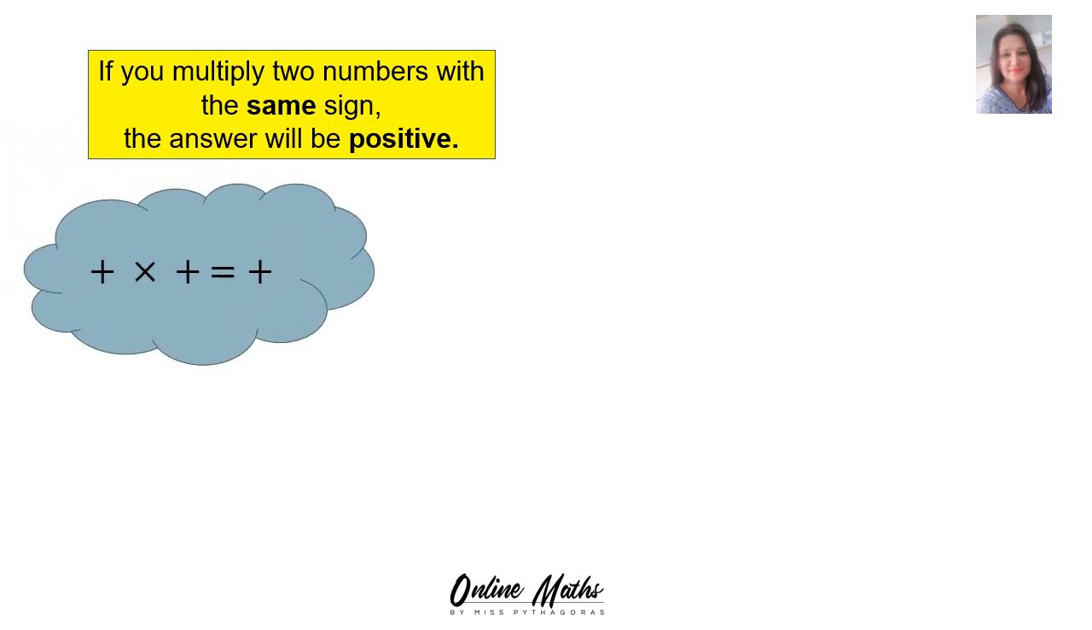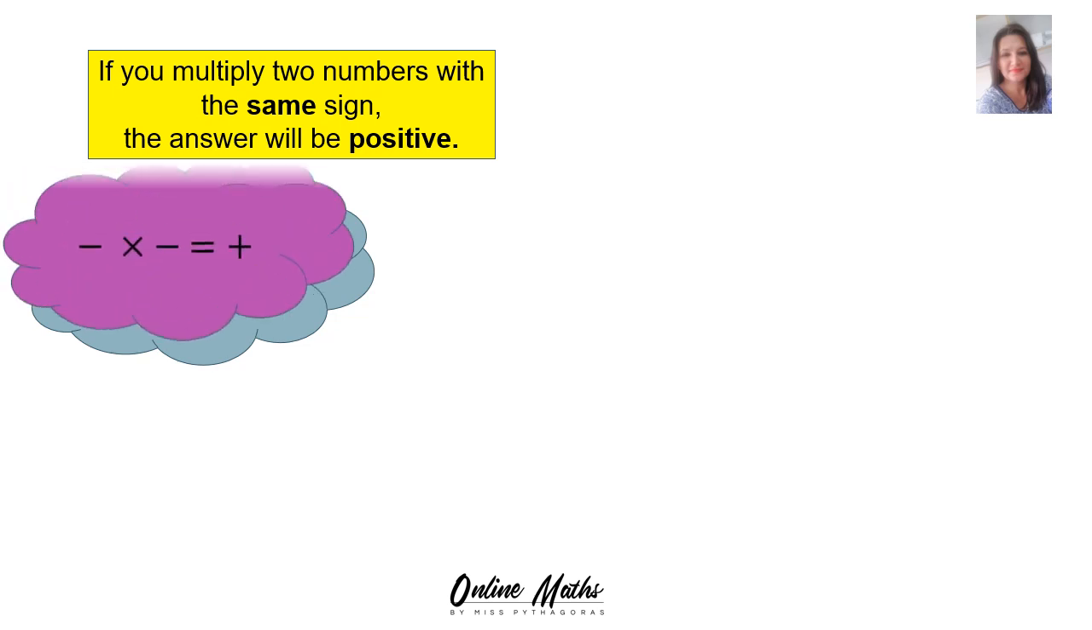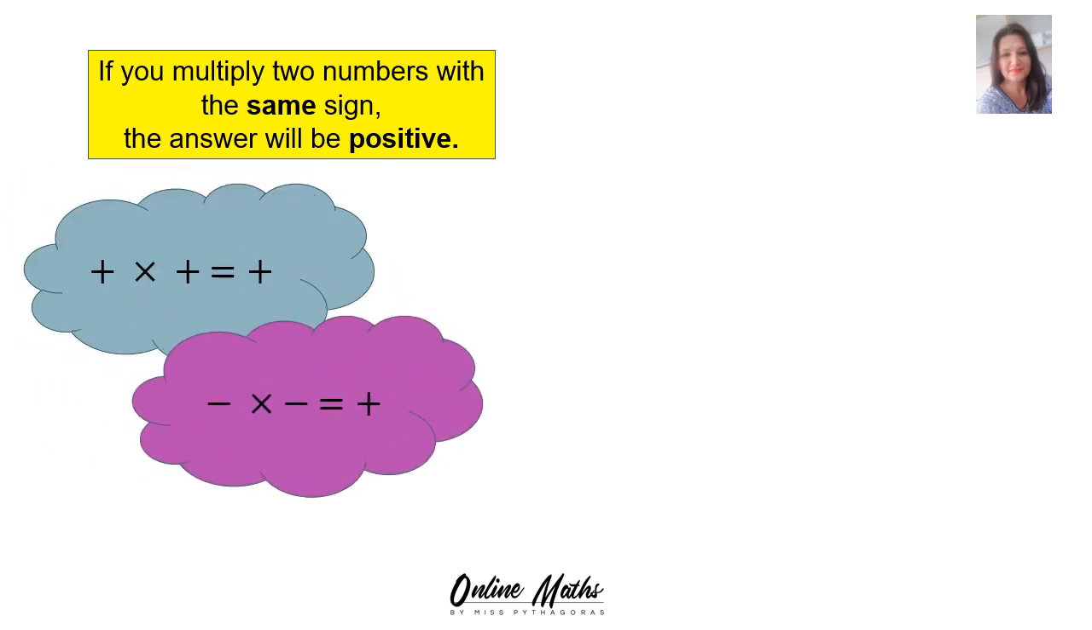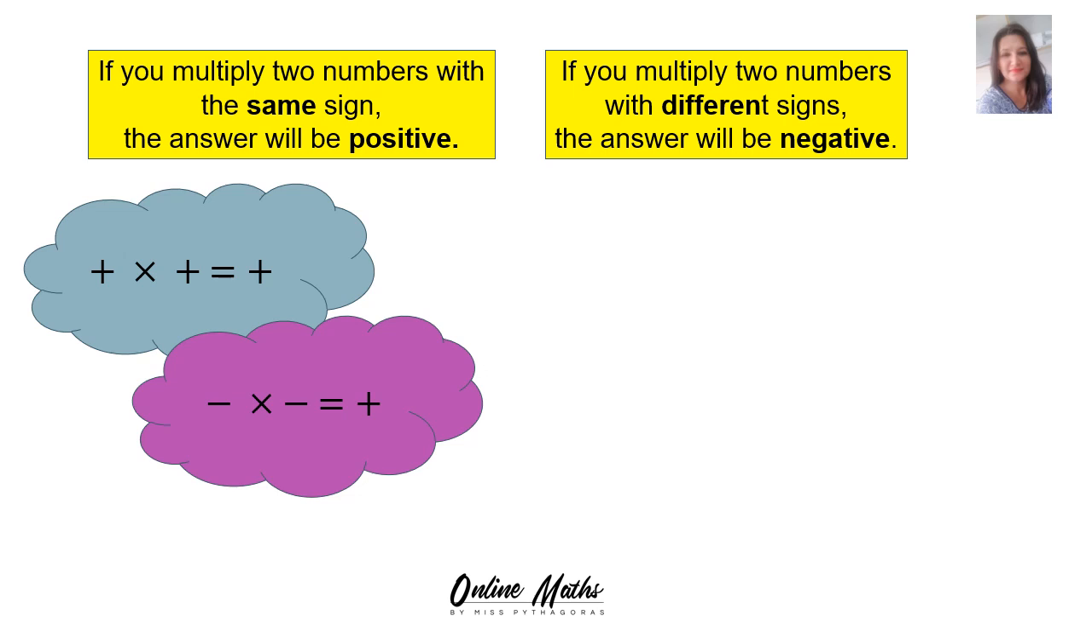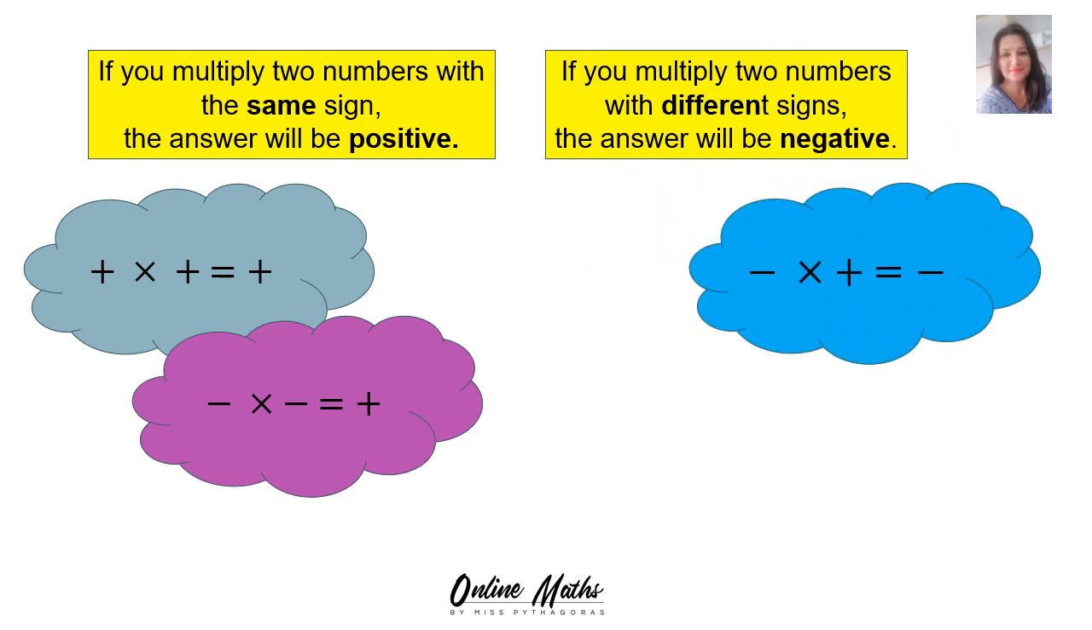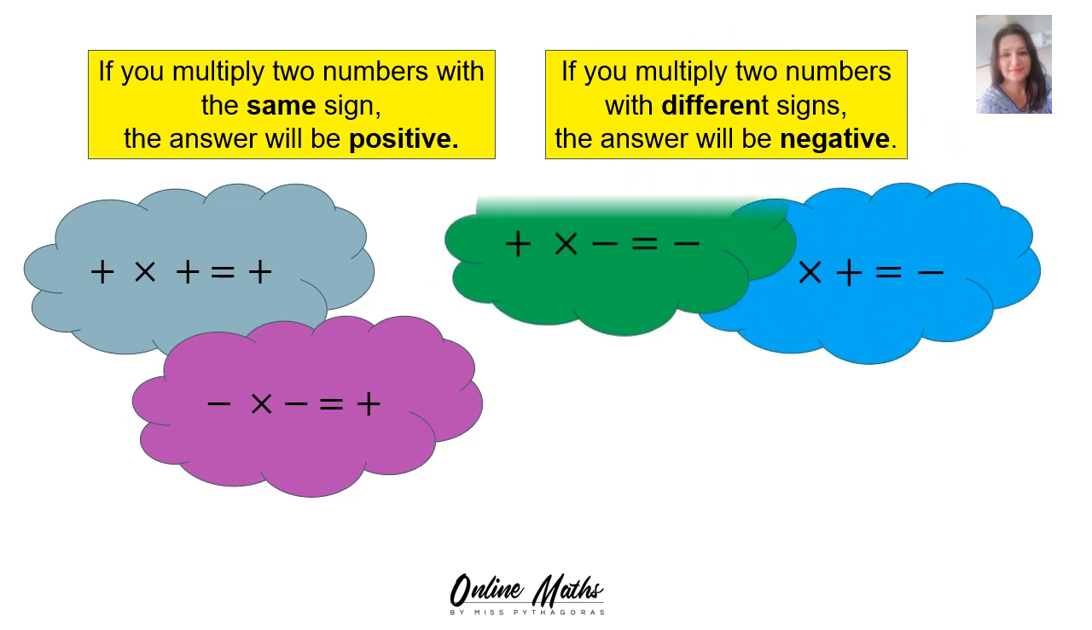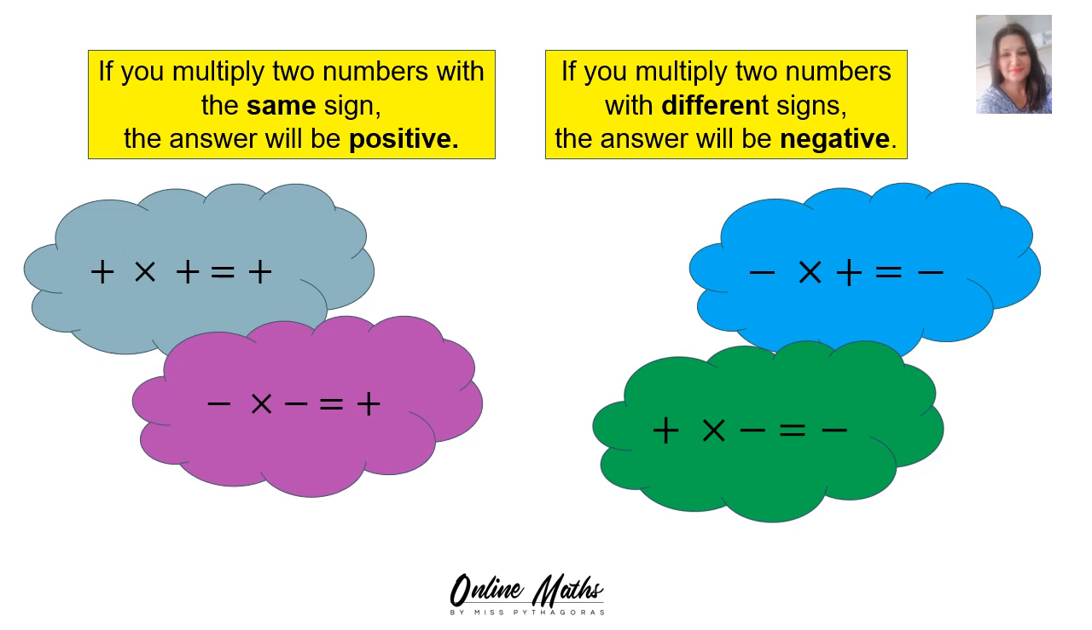A positive times a positive is a positive. A negative times a negative is a positive. If you multiply two numbers with different signs, the answer will be negative. A negative times a positive is a negative. A positive times a negative is a negative.